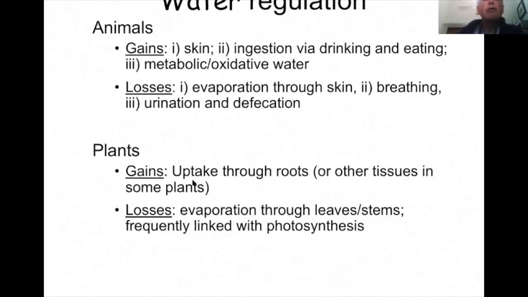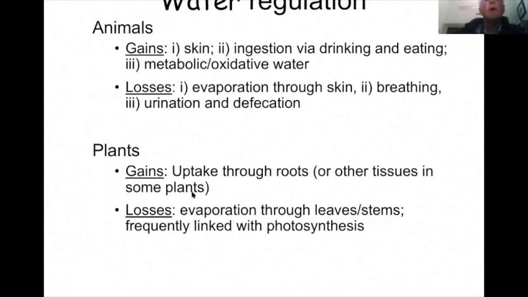And plants pretty much do the same thing. They gain water, mostly in the case of higher plants through roots, although other autotrophic organisms, algae and so on, don't have roots, so they take up water through other tissues. And they lose water through evaporation. And most of the evaporative water loss in higher plants occurs in association with photosynthesis, when the stomata, the cells that gas exchange occurs across, are open. That not only allows carbon dioxide to come into the plant and oxygen to go out, but it lets water out. And that's when plants are most vulnerable. So that's the way plants essentially osmoregulate or control their moisture.